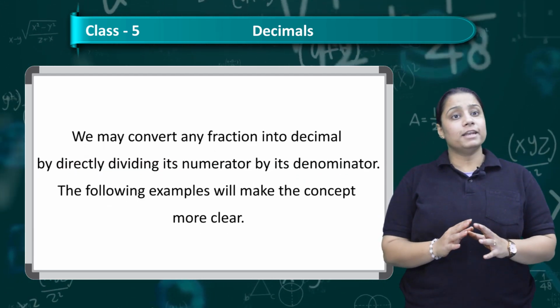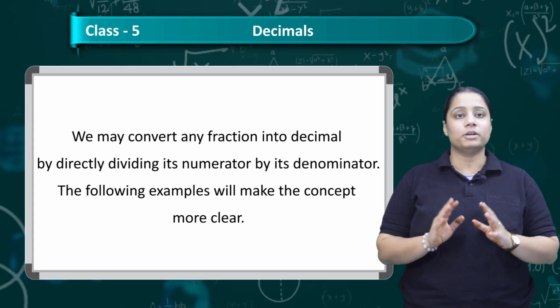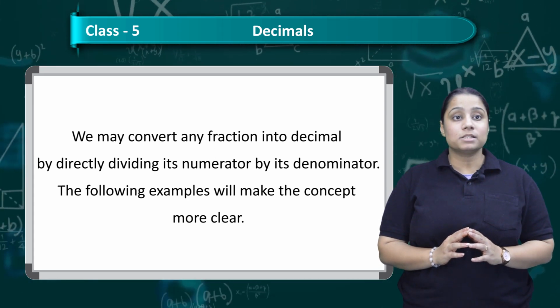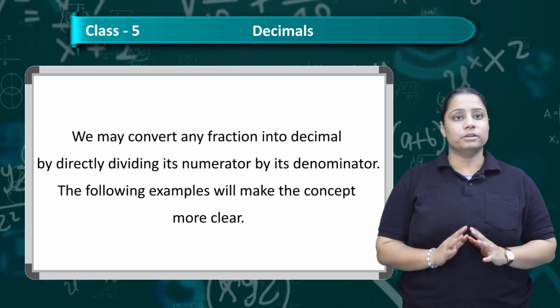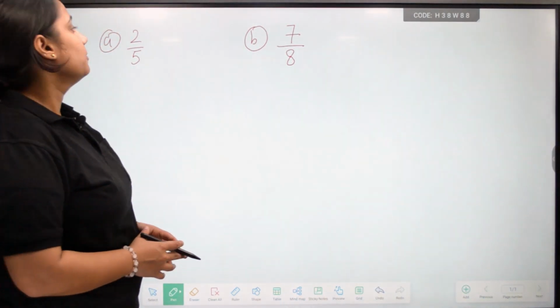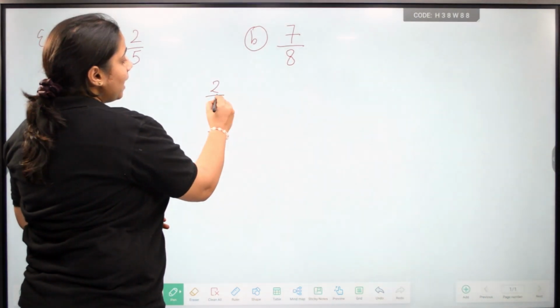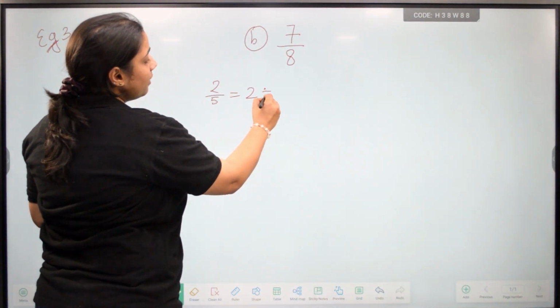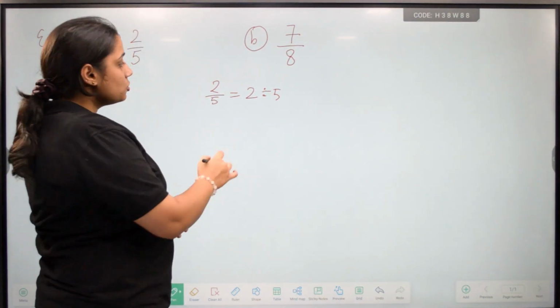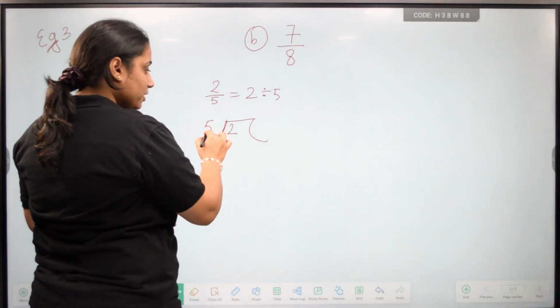To convert fractions into decimals, we may convert any fraction into decimal by directly dividing its numerator by its denominator. The following examples will make the concept more clear. Example 3, we need to convert these fractions into decimal. Part A, 2 by 5. So 2 by 5 can be written as 2 divided by 5. So we can write it as 2 here and 5 here.